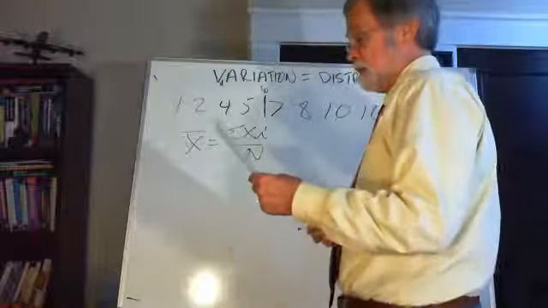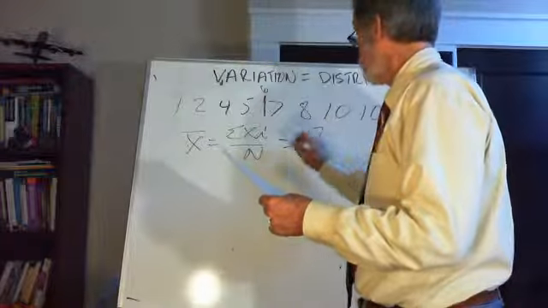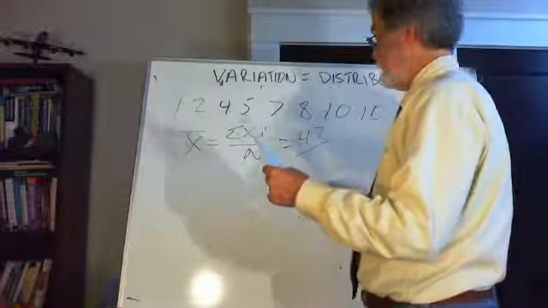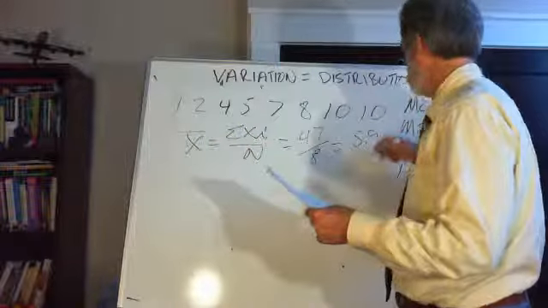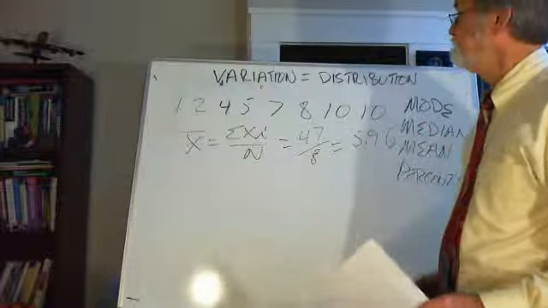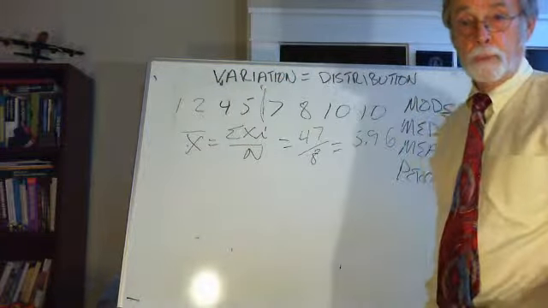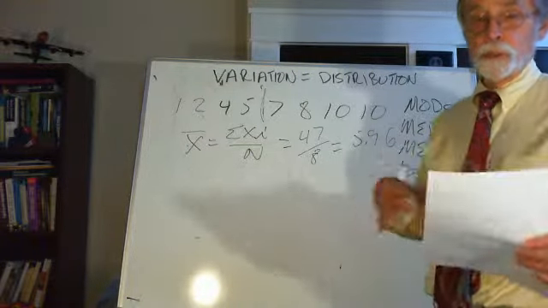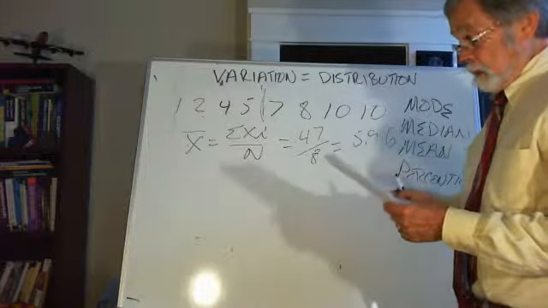Now if I did my math correctly, this would equal 47, summing across here, excluding the median, and dividing by 8 I get a 5.9, or rounding up, a 6. So the mean is pretty close to where the median is. That's an important point that we'll come to in a minute when we talk about positive and negative skews.